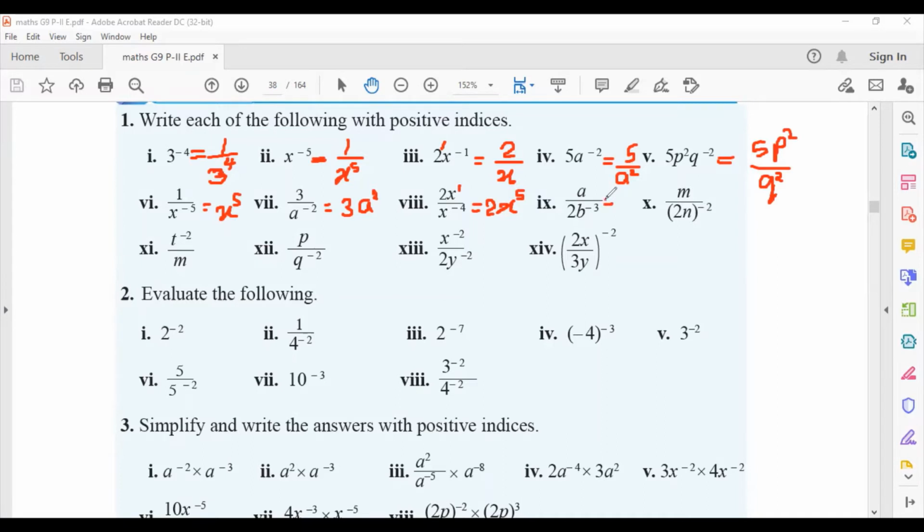Here, a is there in numerator, but the term having negative power is this b to the power negative 3. You should take it into the numerator place by converting it to a positive power. Then it becomes b to the power 3 upon 2. Right. Now we are going to do the 10th question.